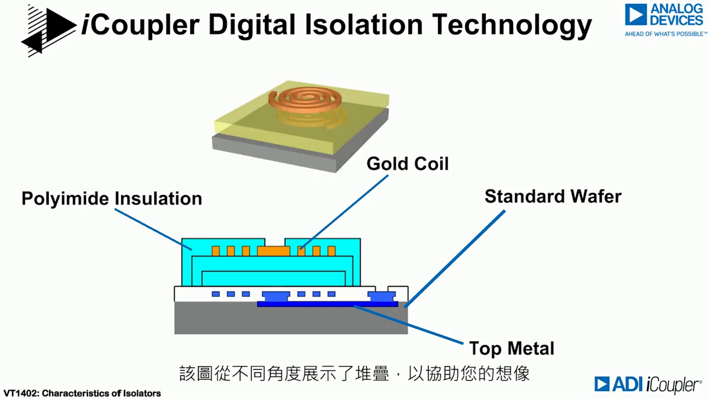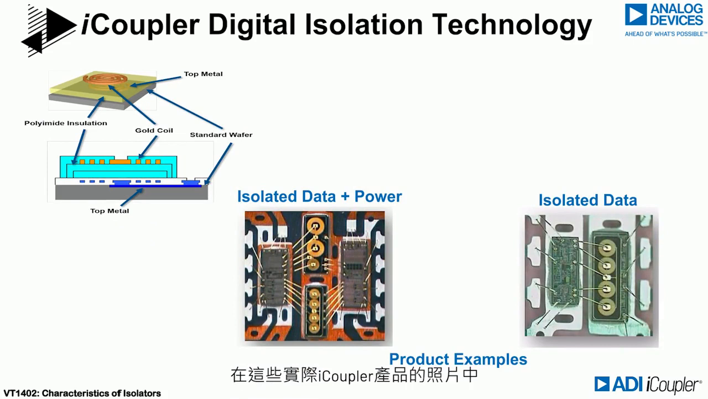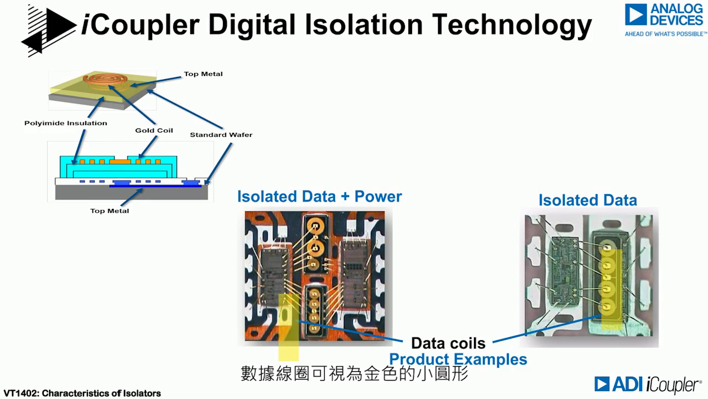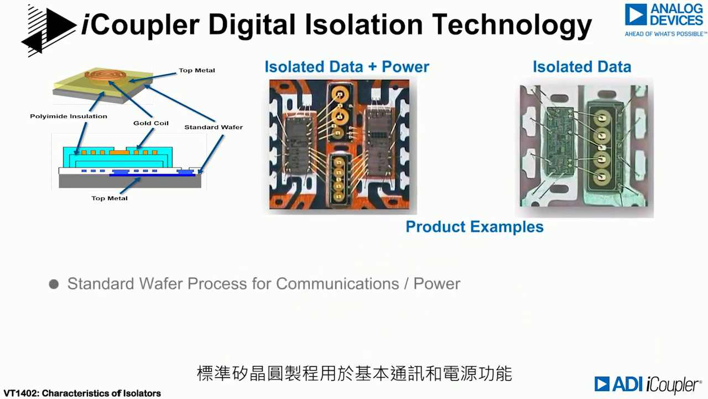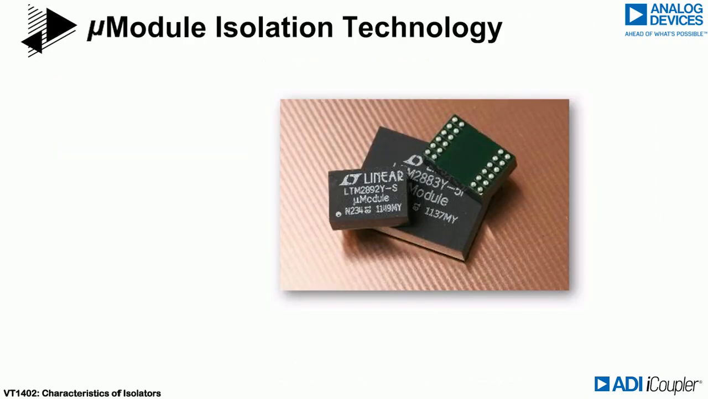This diagram shows the stack-up in a different perspective to help you visualize it. In these photos of actual iCoupler products, the data coils can be seen as the small gold-colored circular features. Products that transfer power use a larger coil structure. Standard silicon wafer processes are used for the basic communications and power functions, with the polyimide and gold coils deposited in a dedicated internal foundry.